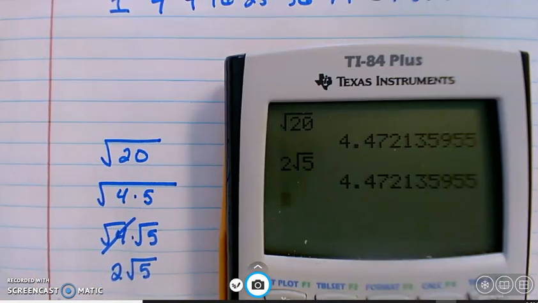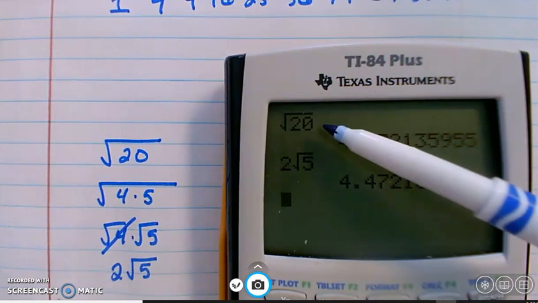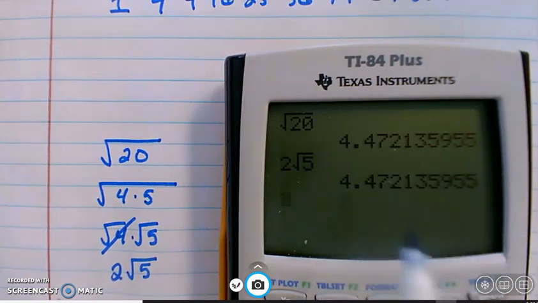As you can see by using the calculator, both the square root of 20 and 2 square root 5 give me the same decimal equivalent, so I know that they are the same. Mathematically speaking, 2 square root 5 is in simpler terms than the square root of 20 because there are no perfect squares left as a factor.